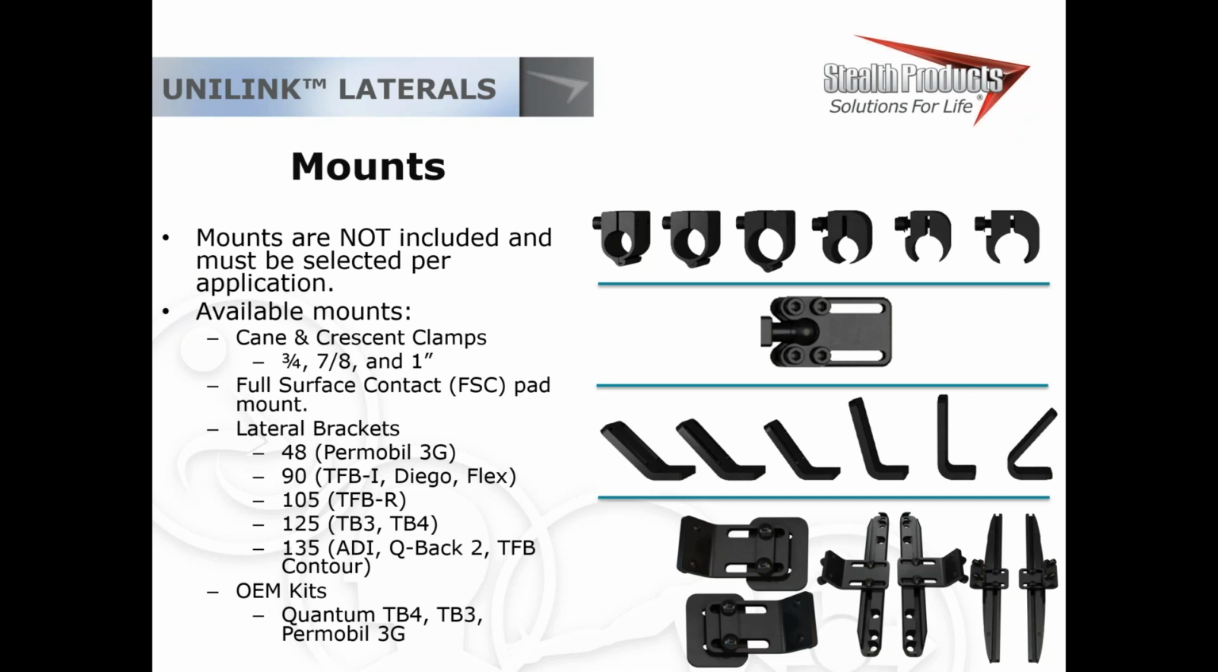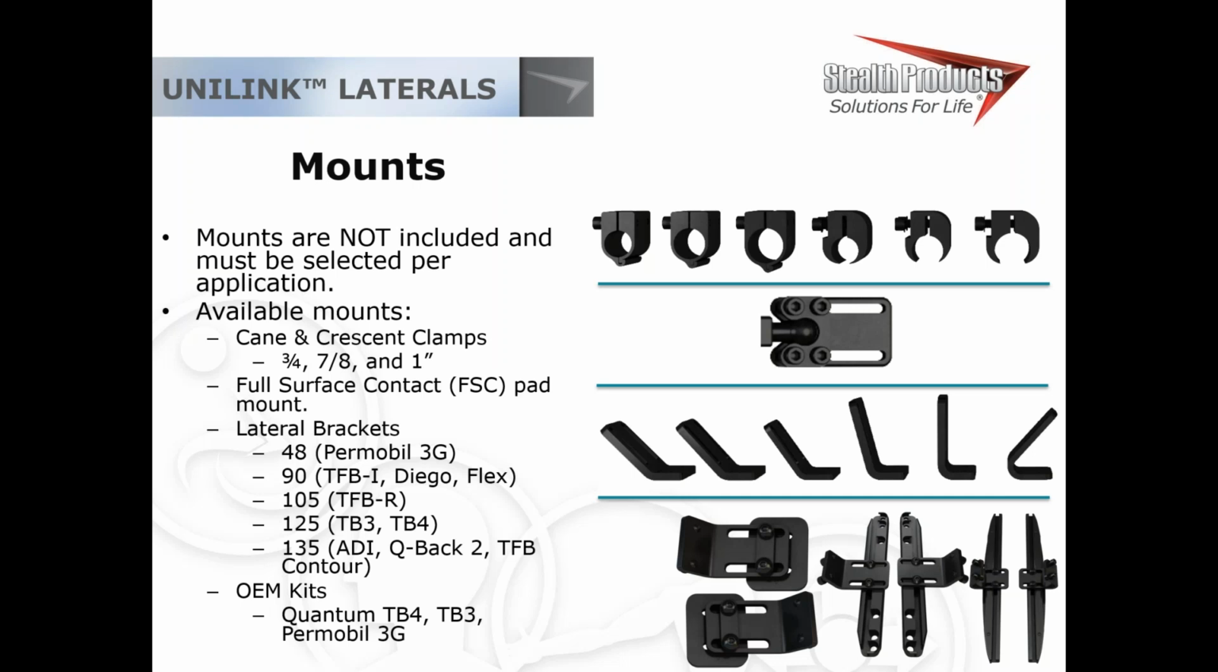Lateral brackets are going to be available in multiple angles. Same thing, 80-20 rule here. So we're going to have it in 48 degrees for your Permobil 3G stuff, in 90 degree for all your planer, your TFBI, your Diego, your flexback, things like that. 105 degree would be your rectangle TFB, some of the freedom backs. And then you've got 125 degrees for your quantum stuff, your TB3, your TB4 backs. When you get into the 135 degree, you're looking at ADI, your Q-back, your TFB contour, things like that.